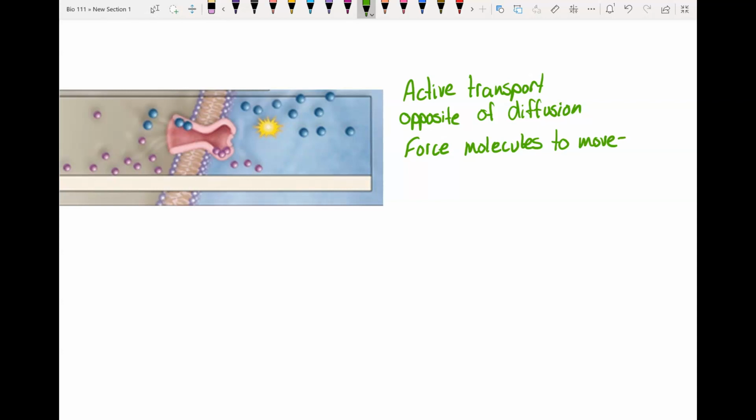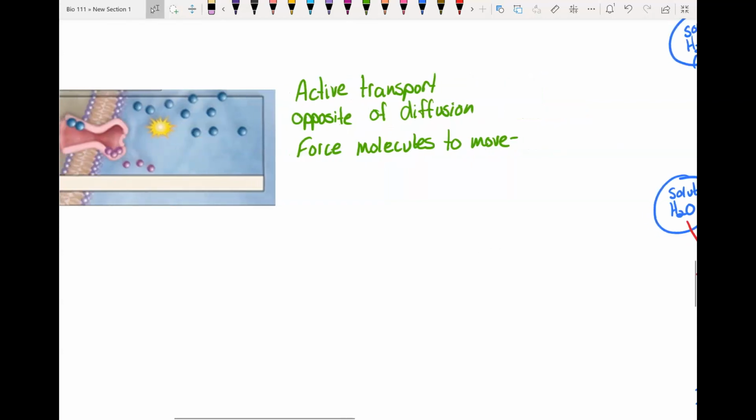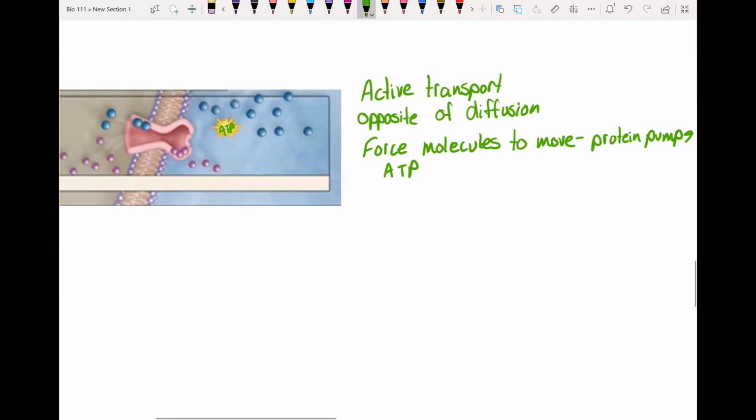So the pink thing in the picture here is a protein pump. And it's going to use ATP. You have to use energy. So here, this yellow circle is your ATP. And you're going to make them be more crowded. So instead of moving from high to low, you're going to move low to high, so that you make the molecules more crowded.